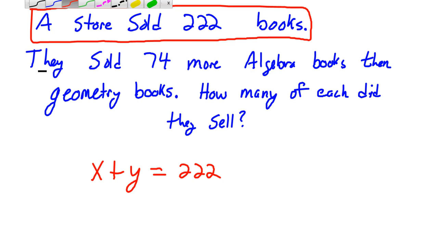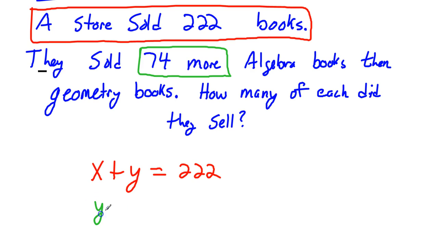The other part of it says they sold 74 more. Here's the key thing. If it's 74 more, right? That means it's something plus 74. And it doesn't matter which variable you let be which one it is. If you want to say that y is x plus 74, you're good to go. Or you can say x is y plus 74. It doesn't matter because one of them is 74 more than the other one. There you go. There's your system.